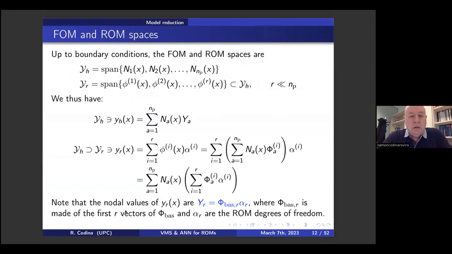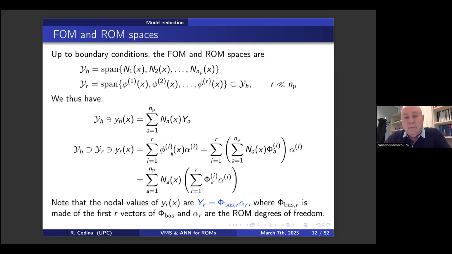Another easy observation, but also important for what follows. With this construction we have the full order model space, and we construct the reduced order model space just by keeping the first R components of the basis, with R much smaller than NP. A function in the finite element space can be expressed as usual as a linear combination of the basis functions N_A multiplied by the nodal unknowns Y_A. Likewise, a function in the reduced order model space is a linear combination of the basis functions little phi multiplied by alpha, the coefficients of the expansion, summing from i equal one to the dimension of the reduced order model space.